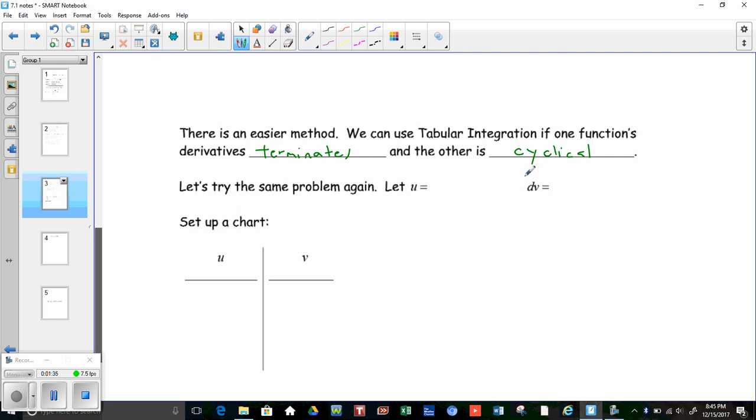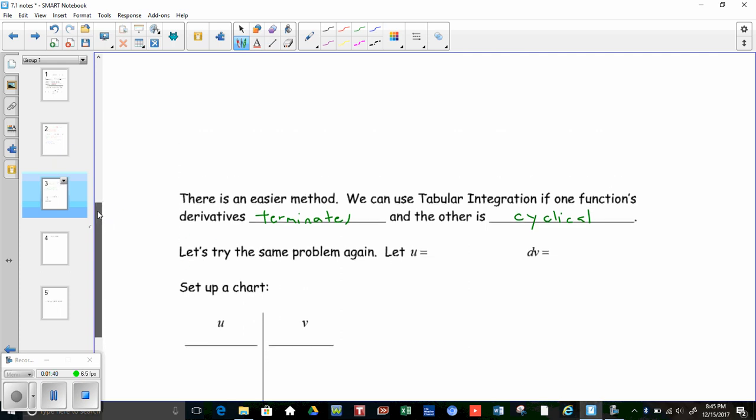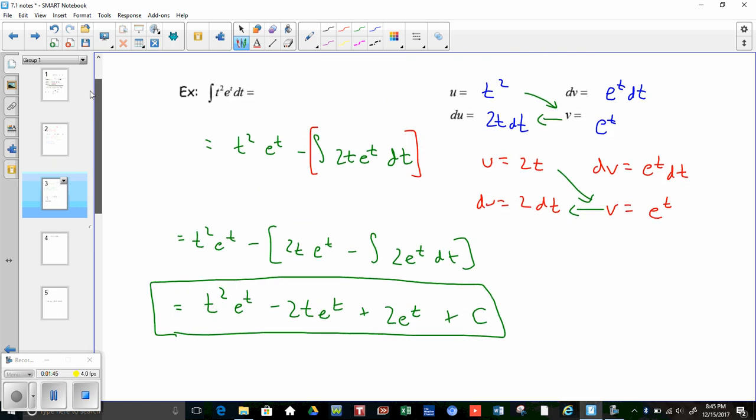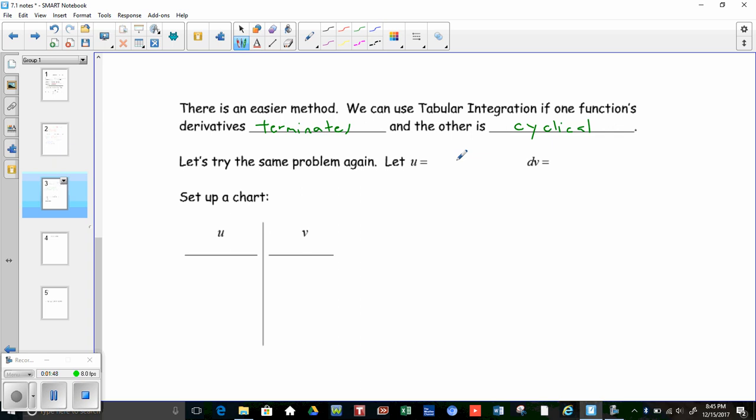So let's take a look at how this works and how this would make the problem that we took up here a little bit easier. So we already decided our u. The original u was t squared, and our dv was e to the t dt. So what we've got here is this little table. This is our u value, so that was t squared. And really, this is our dv, so we're going to start off with it here. Should probably put a d there. This is e to the t.